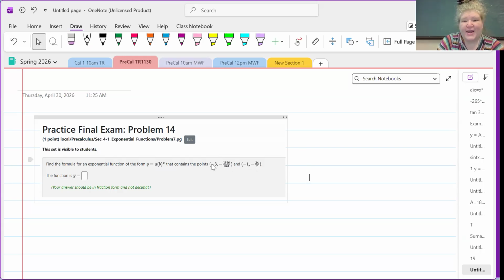Now, neither of the points is the 0 point, so they're not giving us the initial value. So this one is going to require a little more work than what is on the final, but this style of question where you're given 2 points and you have to figure it out is going to be on there. So it's a good one to work from.